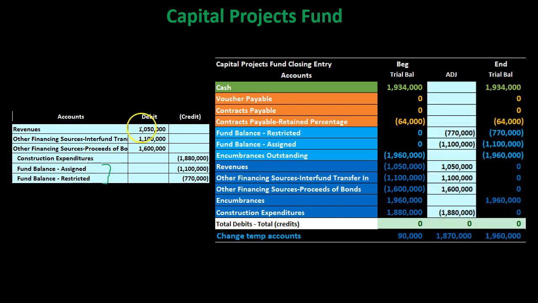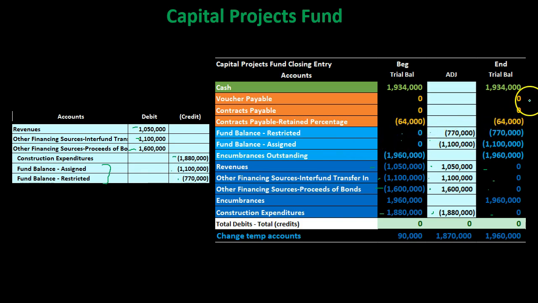If we post this out, then we're going to say, here's the revenues. It's going to go down to 0. Here's going to be the other financing sources. Other financing sources has a credit. We debit it, making it go down to 0. Here's the other financing sources again for the proceeds on the bond. It has a credit. We debit it, making it go down to 0. And then we have the construction expenditures. Construction expenditures down here. We skipped the encumbrances. They're still hanging out. This goes down to 0. And then we posted these two to the fund balance for the assigned and restricted respectively up top.